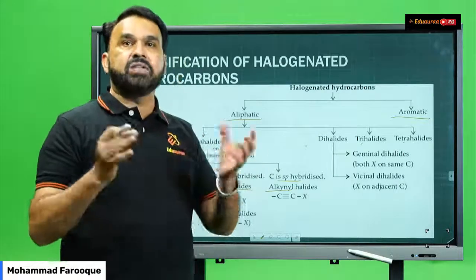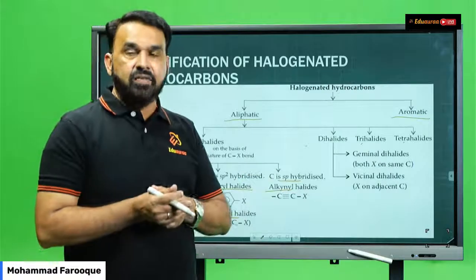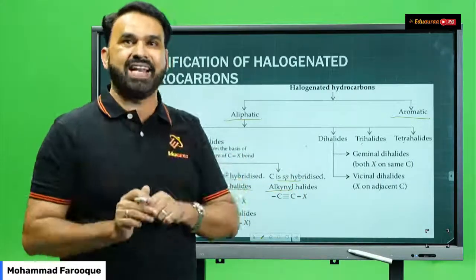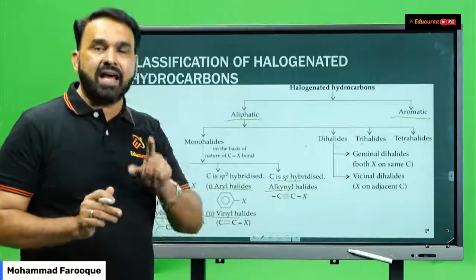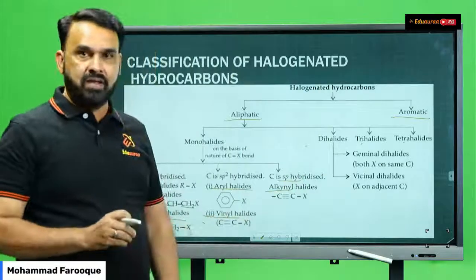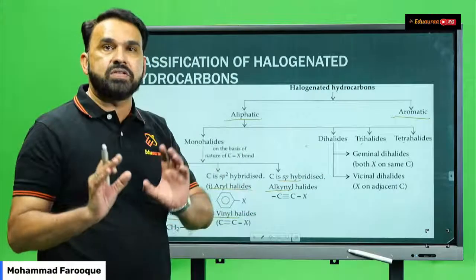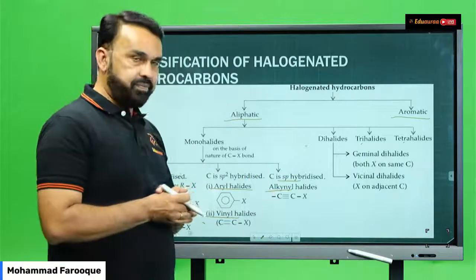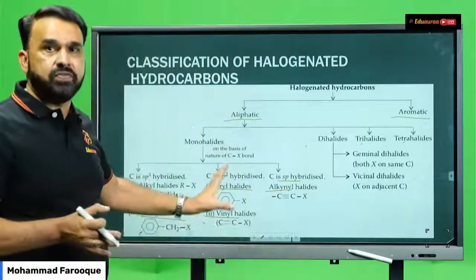Dihalides are dihalogen derivatives of alkanes, in which two hydrogen atoms of an alkane are replaced with two halogen atoms. In geminal dihalides, the two halogen atoms are attached to the same carbon. And in vicinal dihalides, the two halogen atoms are attached to adjacent or neighboring carbon atoms. Fine. So this is the broad classification.